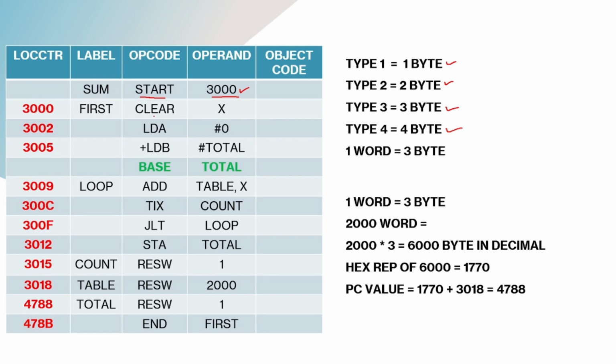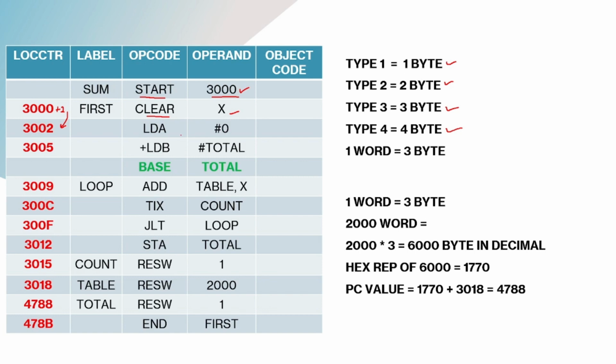Now we have another instruction right here. It says CLEAR X, right? So X right here is a register. So when a register is being used in an instruction, it's type 2. So what we do is we add 2 to the current location counter value. Now we get 3002.